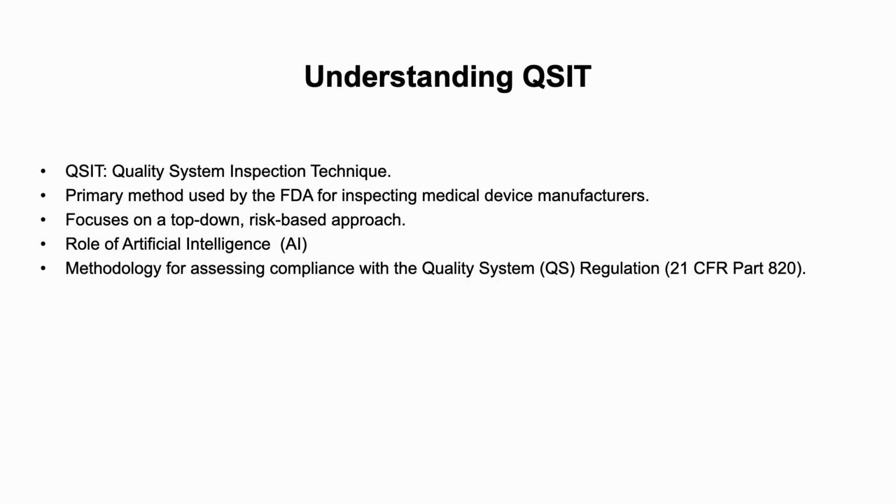For example, during an inspection of a manufacturer producing orthopedic implants, the FDA investigator might begin by evaluating the overarching management controls before zeroing in on specific production processes. This approach ensures that the most critical systems are thoroughly vetted, which in turn provides a higher degree of assurance regarding product safety and efficacy. Understanding this foundational principle is key to grasping the value of QSIT for both regulators and manufacturers.